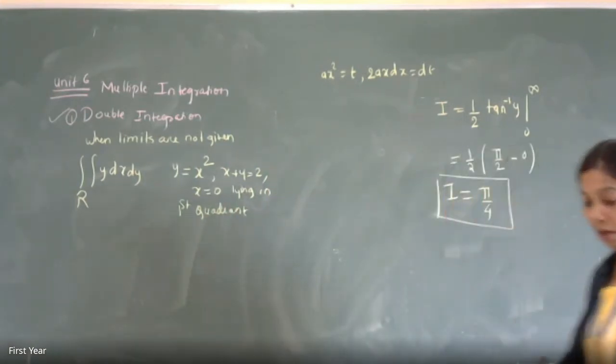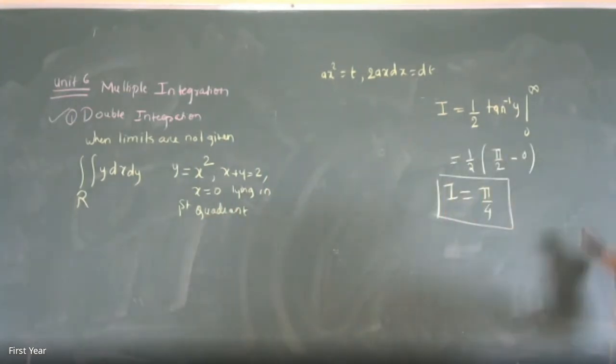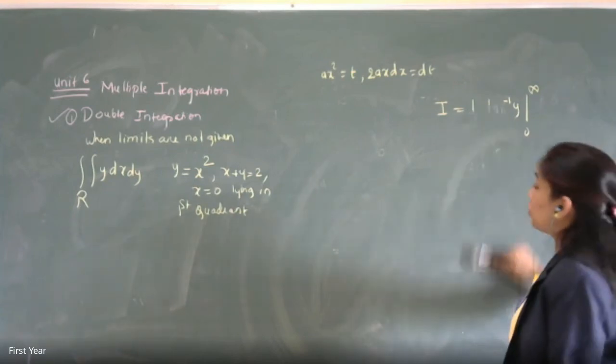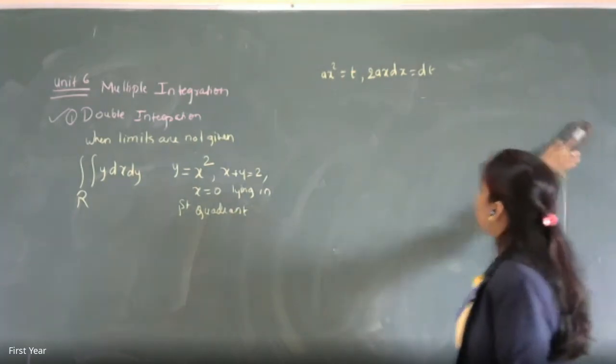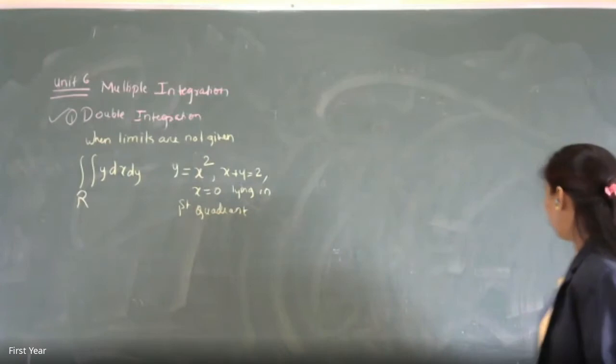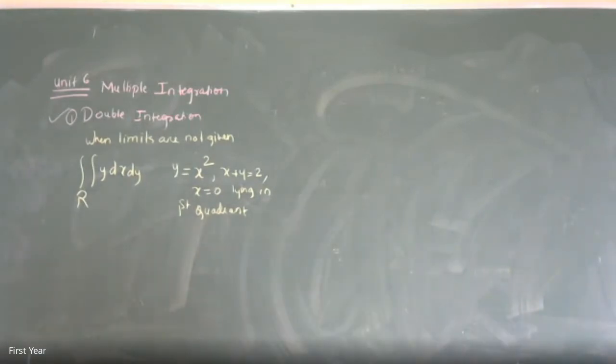I'll repeat. Evaluate double integration y dx dy over the region R, where R is the region covered by y is equal to x square, x plus y is equal to 2, x is equal to 0, lying in the first quadrant.